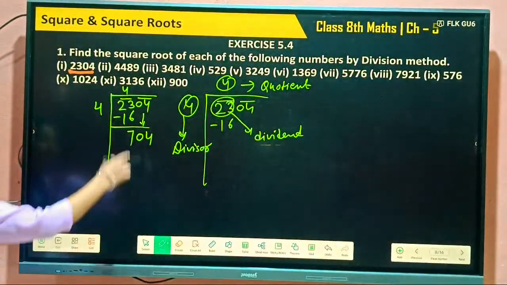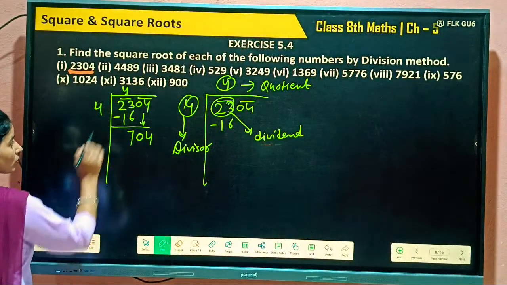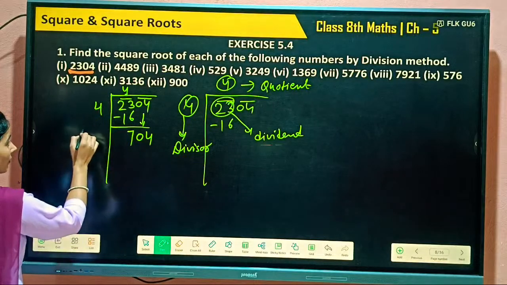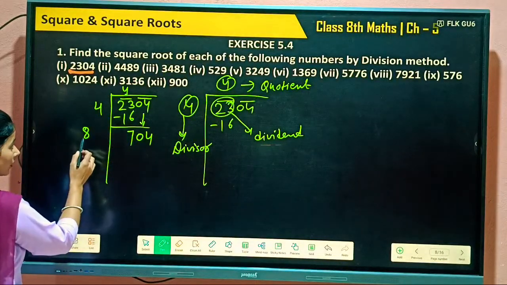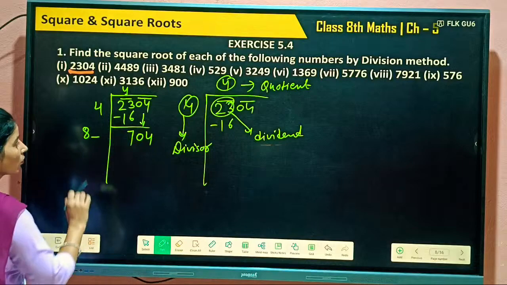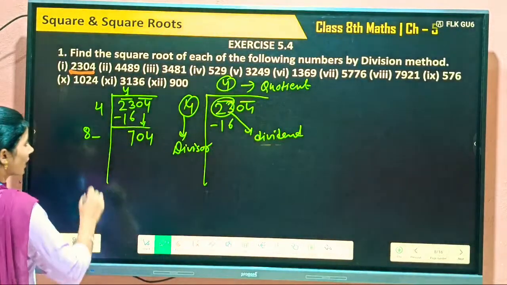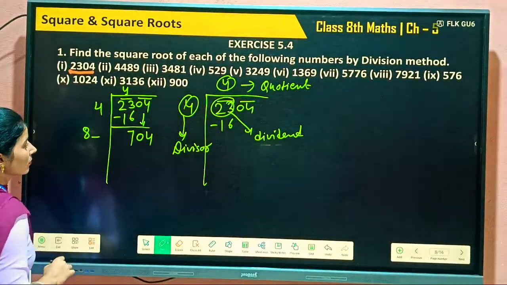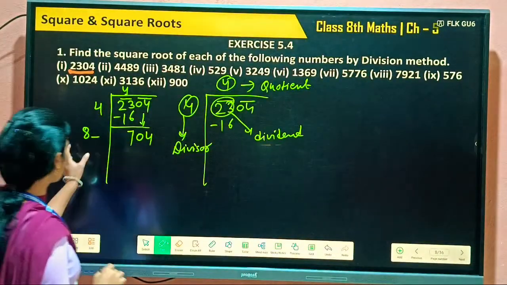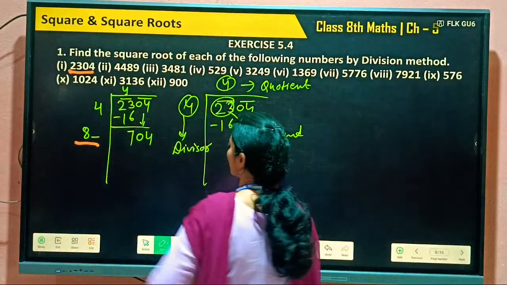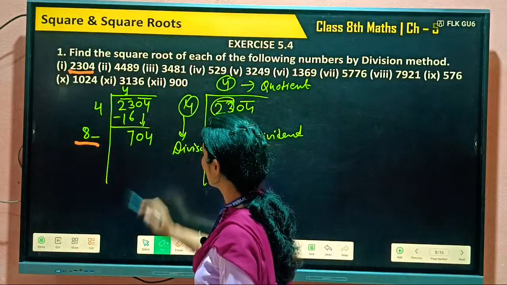Okay, now we have to take double of this quotient. Double of this quotient will be 8, and we have to enter the double of this quotient with leaving one blank at right of it. Now think about the next digit whose multiplication with this complete number is equal to or less than 704.